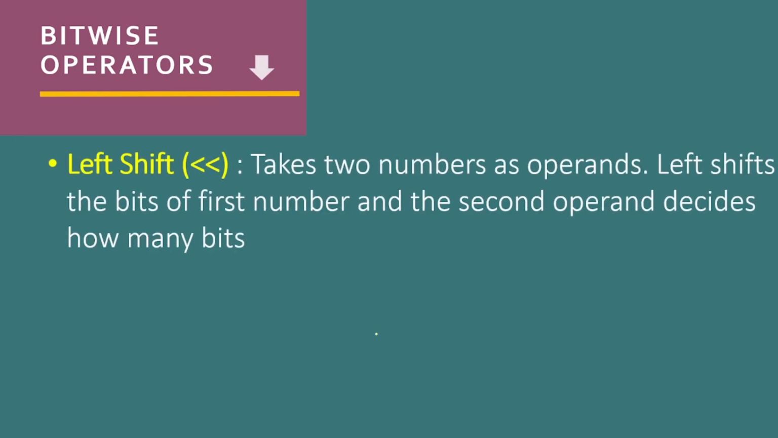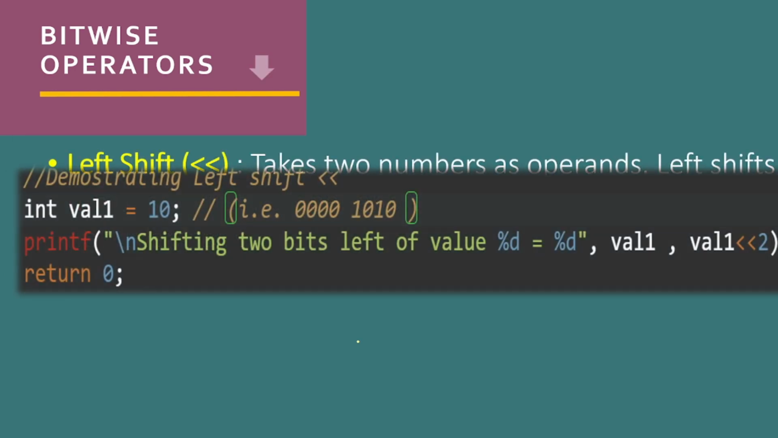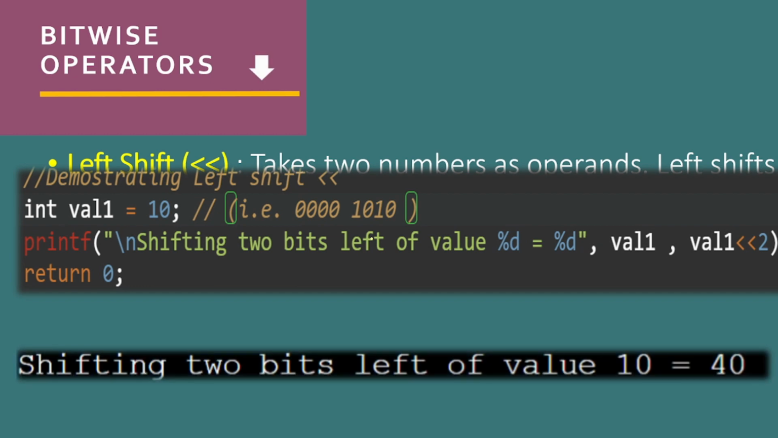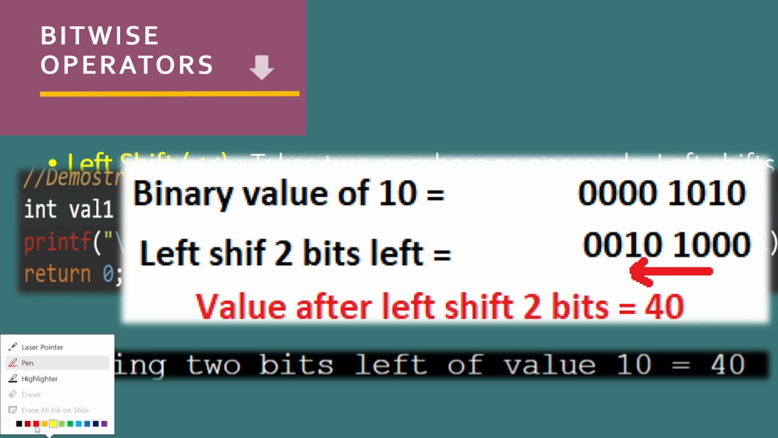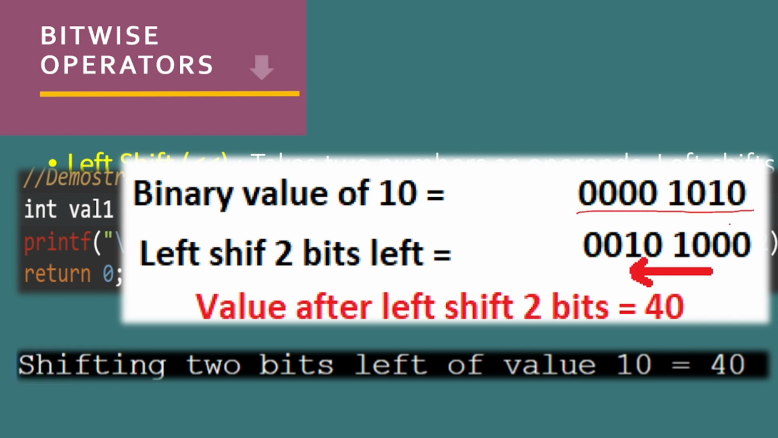Likewise, we have the bitwise left shifter. The left shifter shifts a number of bits leftwards. So for example, this is the representation of 10, and then I'm shifting 2 bits. So I'm just trying to leave these 2.